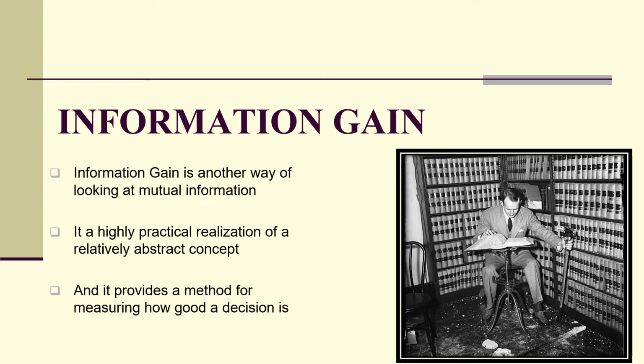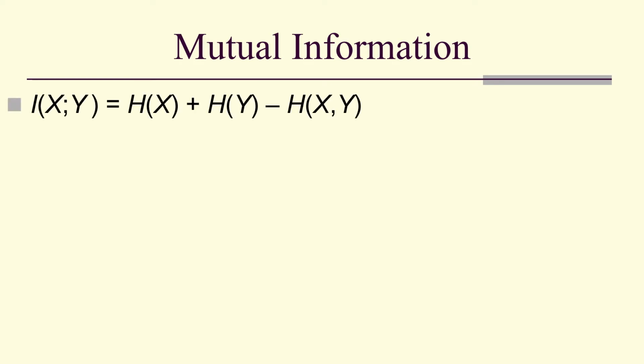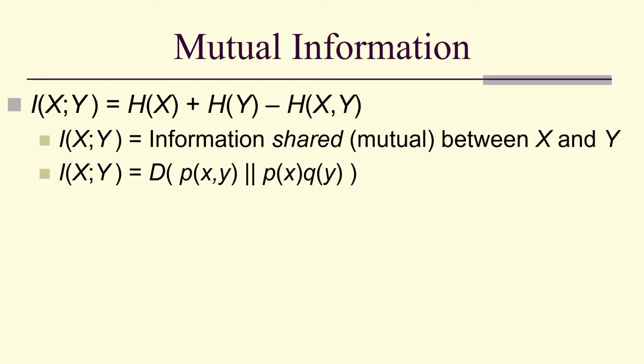Information gain. It's just another way of looking at mutual information, but it's a highly practical way of looking at it. So let's recall mutual information, all these properties. Its definition, total entropy minus joint entropy. So therefore it's the information shared or mutual between X and Y.